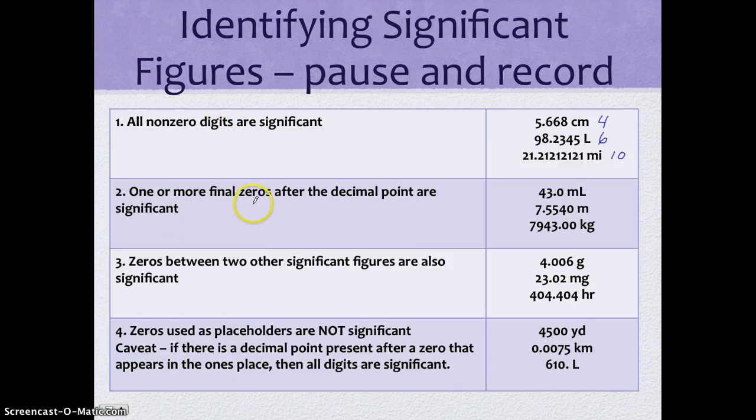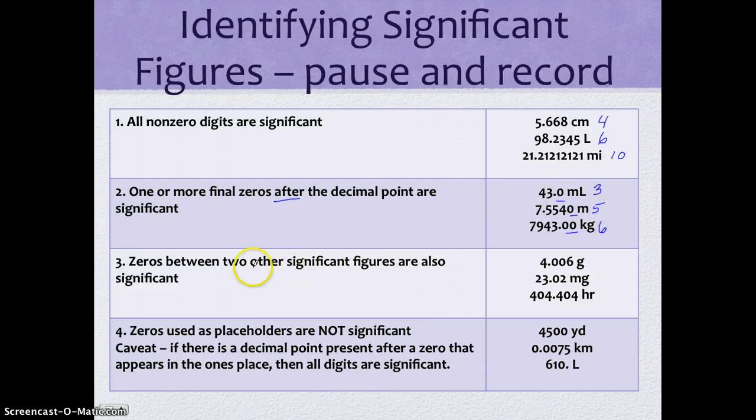One or more final zeros after the decimal point are significant. So what you can see here is that after the decimal point, you have some zeros. Well, those zeros are there because they're either estimated or they are measured. And so if these zeros appear after the decimal, to the right of the decimal, then they are regarded as being significant figures. Now, in this case, the 0 is uncertain, but again, it's still significant. So we have 3 significant figures here, 5, and here we've got 6.